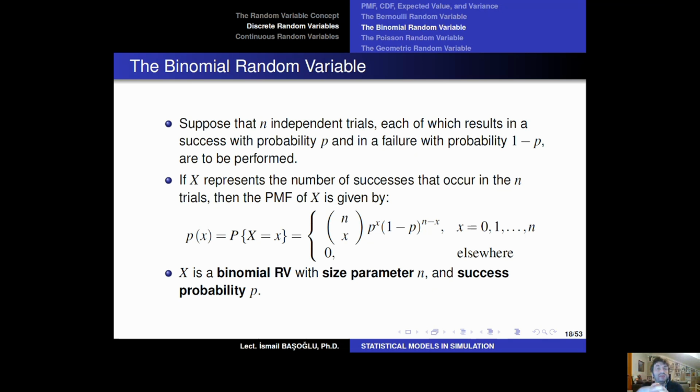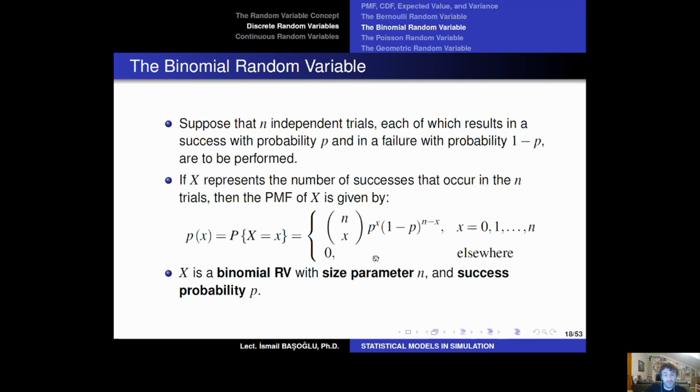We are repeating this experiment for n independent times. And in these n repetitions of the experiment, we are trying to count the number of successes that we may observe. So the number of successes that we may observe can change between 0 and n. So we can maybe observe no successes, maybe 1, maybe 2, so on and so forth. Maybe all of them will be success. So it depends on the probability p, right?